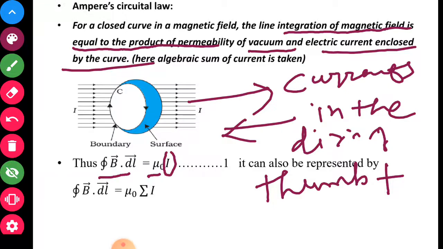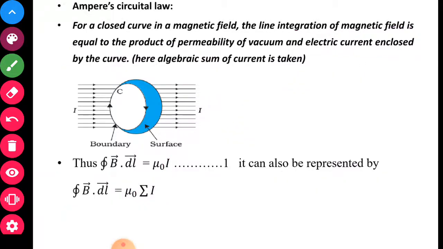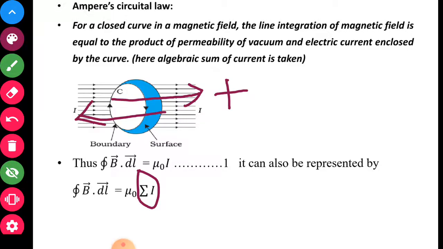This is Ampere's circuital law, or it can be written in this way: closed integration B dot dl is equal to mu 0 sigma I, where sigma I is the algebraic sum of electric currents. This we have to keep in mind, that sigma I is the algebraic sum of electric current. Currents in one direction are taken positive and currents in the opposite direction are taken negative. This we have to keep in mind.